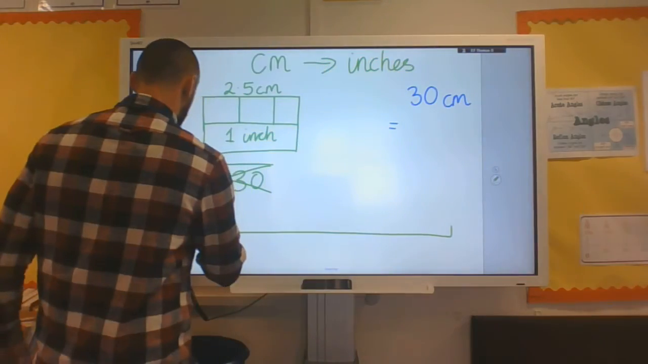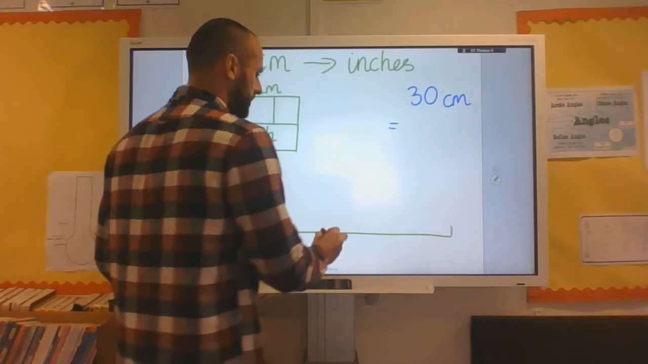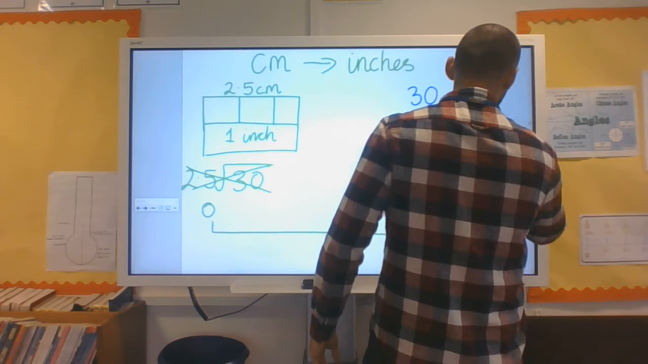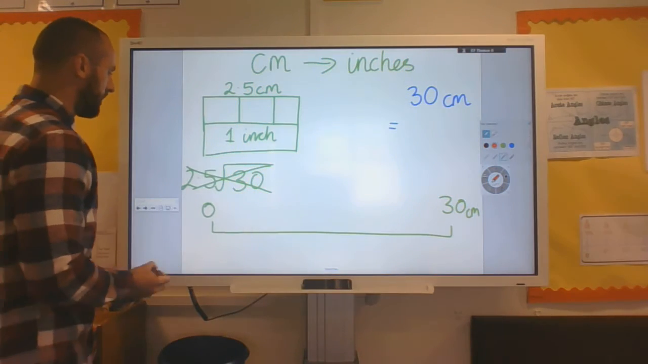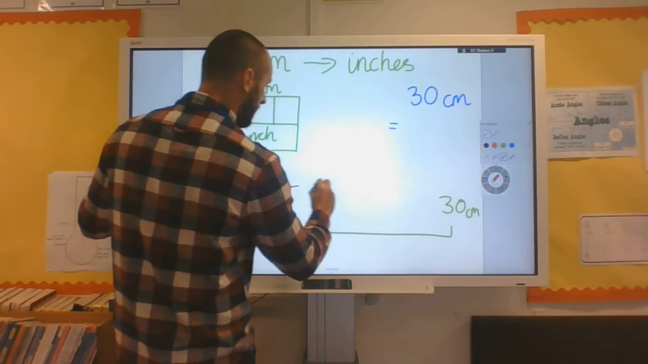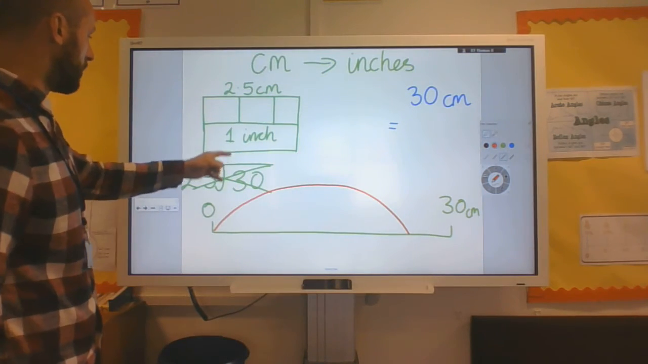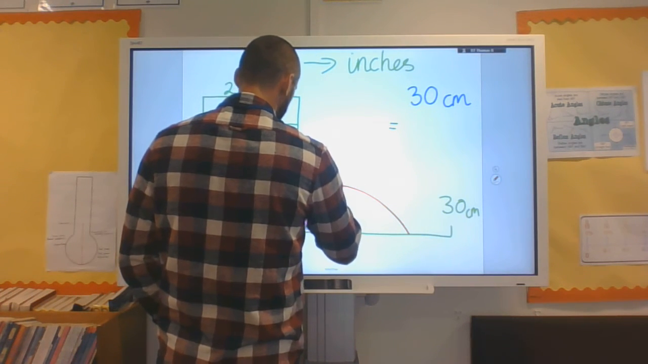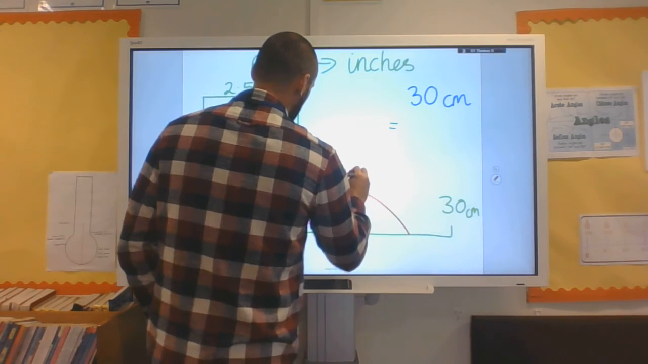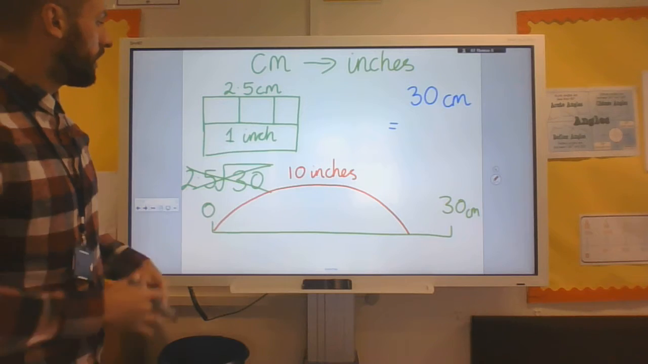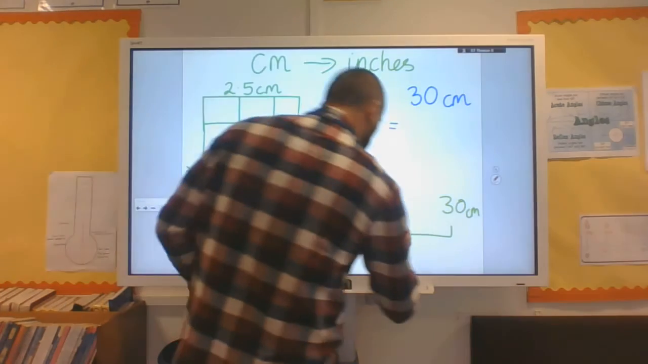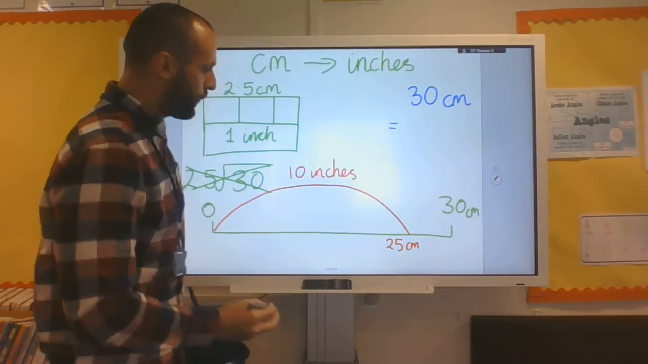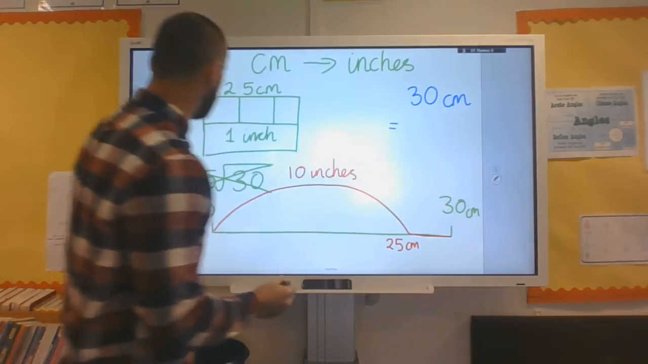So there's my number line there. Well, there's 0 centimetres and 30 centimetres there. Well, I could take away a nice big chunk to begin with, because 10 inches is going to be worth, so I've got to 10 inches here, this will be 10 inches. And obviously 10 times 2.5 is going to be 25, so it gets me to 25 centimetres. Therefore, I've got 5 centimetres left.